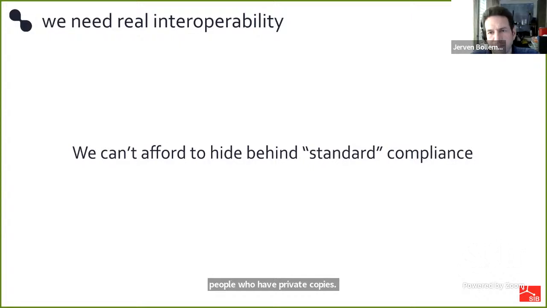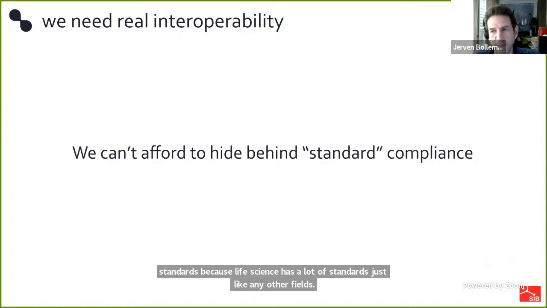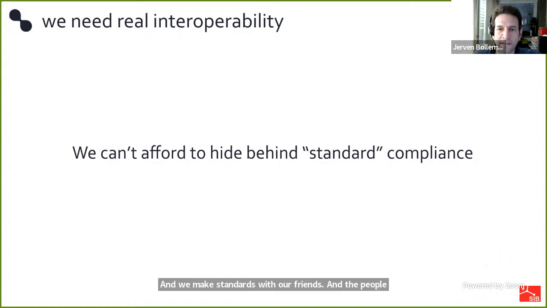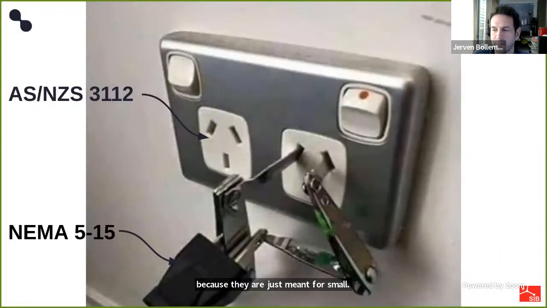So in the life sciences, we need real interoperability. And we can't just say we do standards, because life science has a lot of standards, just like any other field. And we make standards with our friends and the people we know. But very often standards lack global options because they are just meant for small fields. And this leads to things like this. Here we have two standards for plugs, but they don't plug into each other. Well, both the socket and the power provider will say, we're standards compliant.